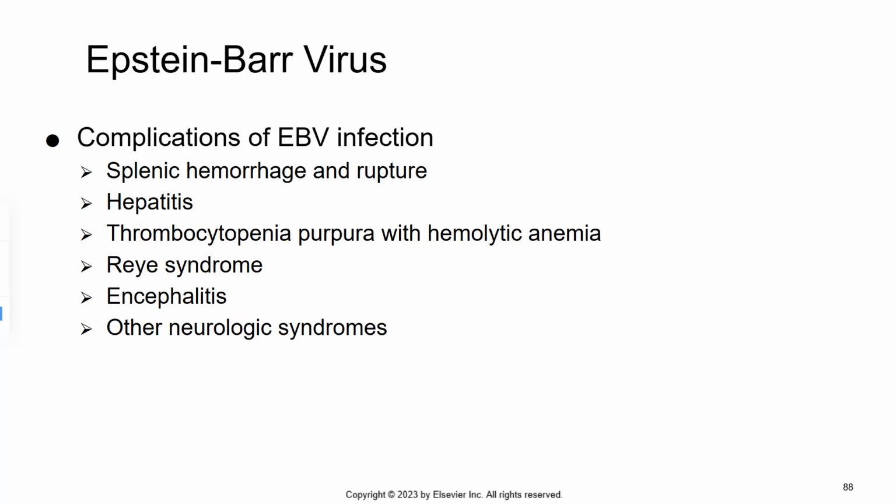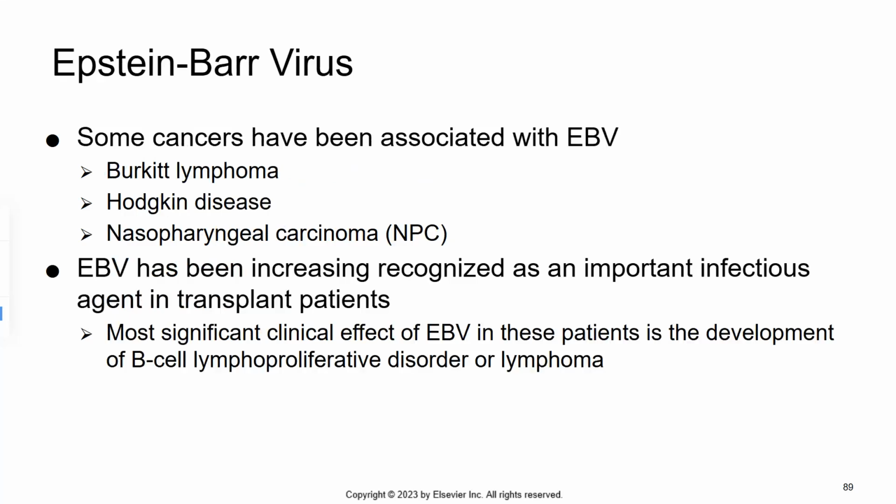Complications of EBV include splenic hemorrhage and rupture, hepatitis, thrombocytopenia, purpura with hemolytic anemia, Reye syndrome, encephalitis, or other neurological syndromes. Some cancers have been associated with EBV: Burkitt lymphoma, Hodgkin's disease, and nasopharyngeal carcinoma. EBV has been increasingly recognized as an important infectious agent in transplant patients.